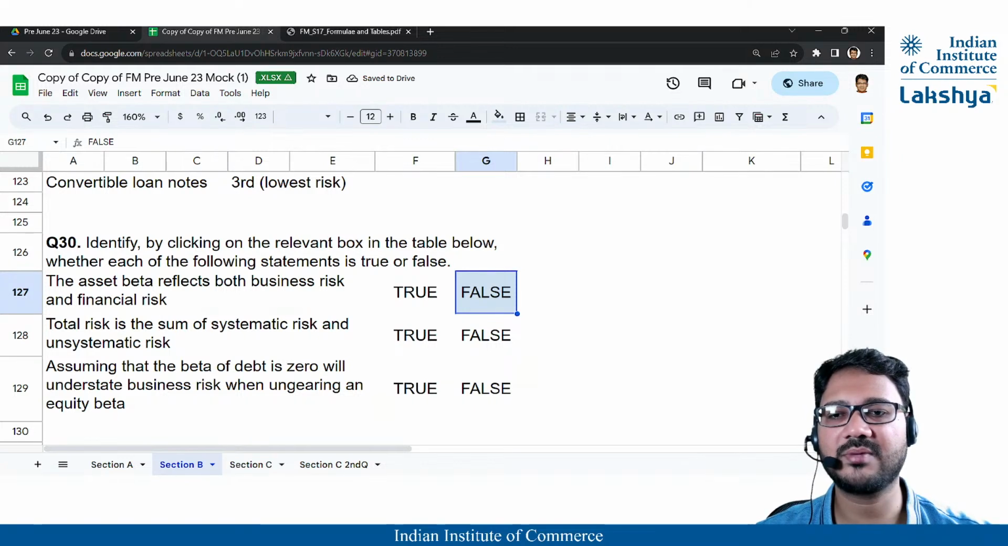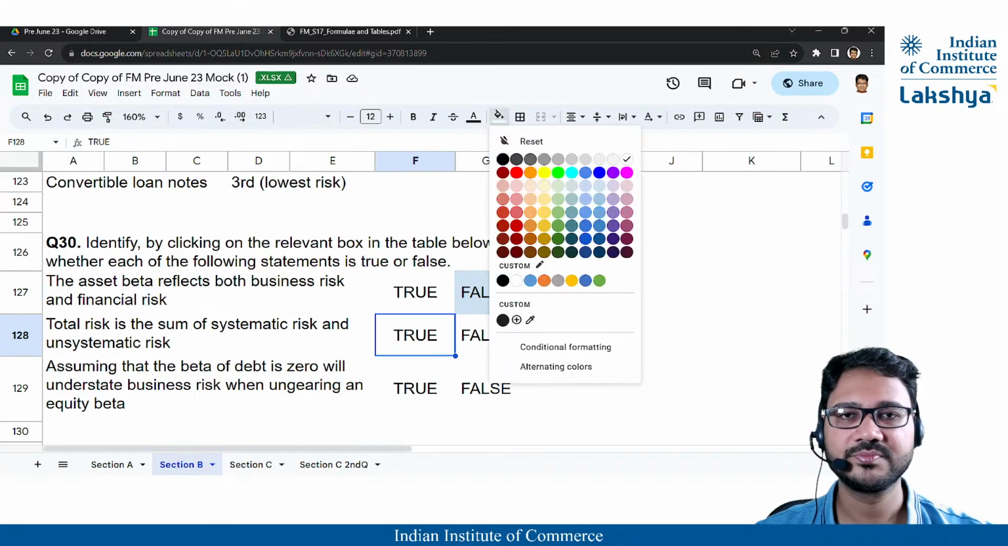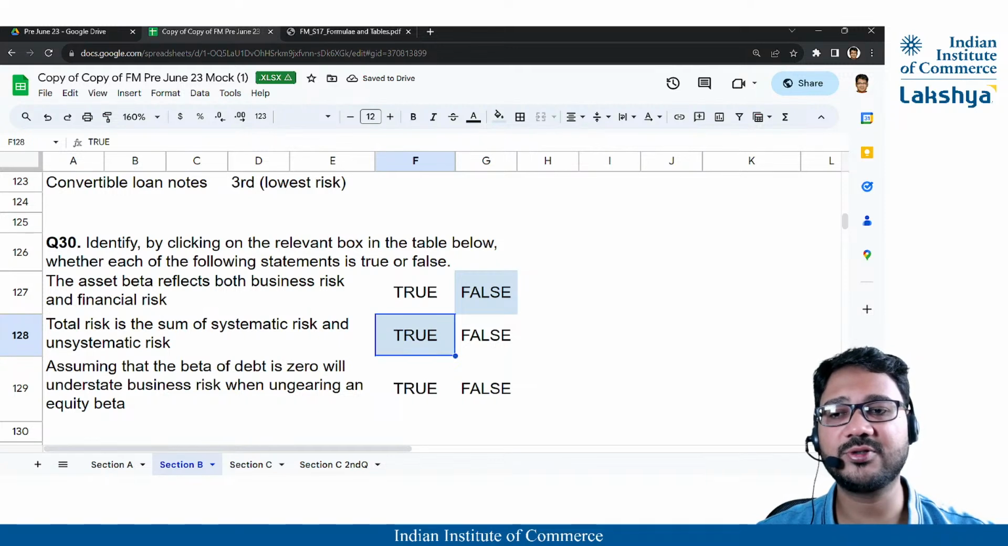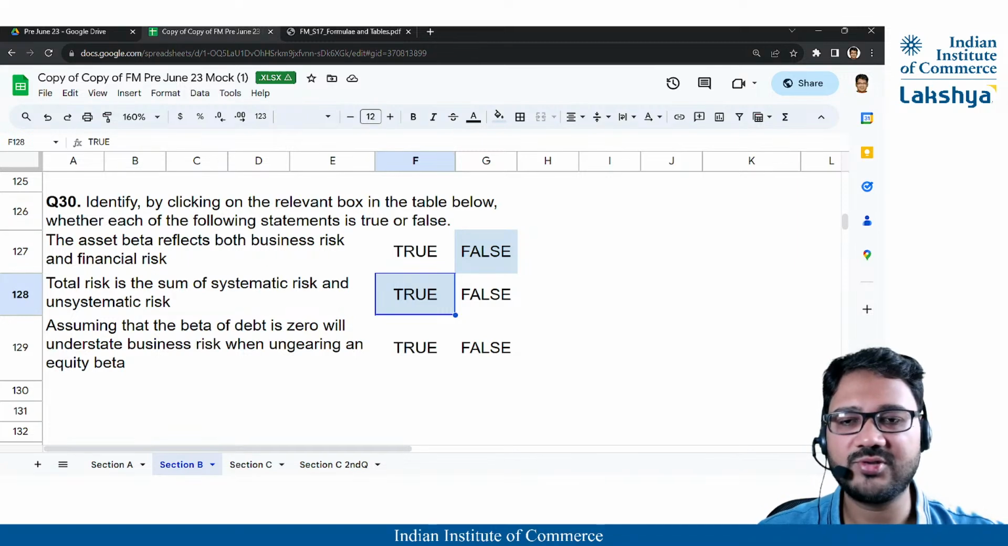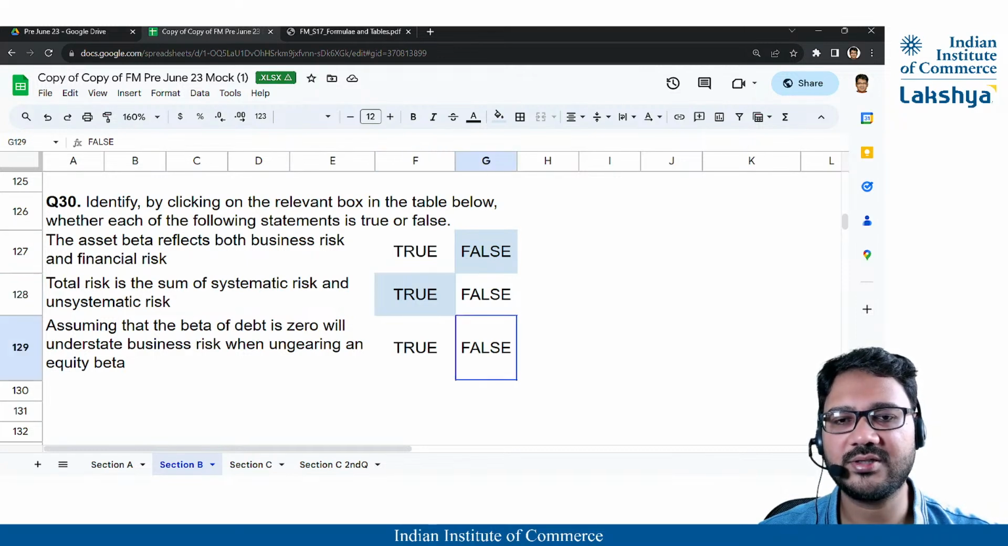Total risk is the sum of systematic risk and unsystematic risk. True. And assuming that the beta of the debt is zero, will understate business risk when ungearing an equity beta. Wait, let me read that again. Assuming that the beta of debt is zero, it will understate the business risk when ungearing an equity beta. Okay, doesn't seem correct. I think it is false. We'll just mark it false.